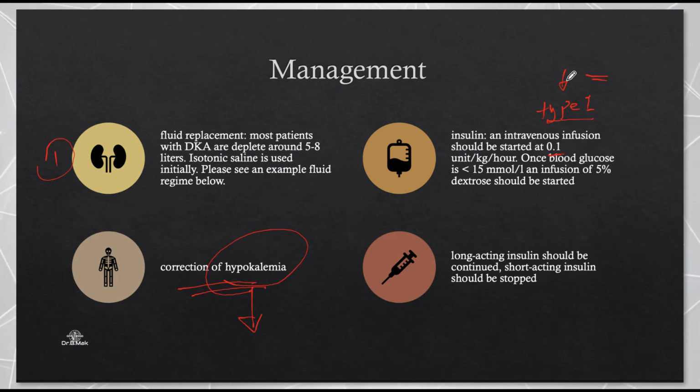And once your blood glucose is below 15 millimole per liter, an infusion of 5% dextrose is started congruent to the insulin. And below a certain drop-off point, you can stop the insulin and continue the fluid. And so the number one foundation is fluid. If you don't even have insulin, you start fluid, you might save the life with fluids only.